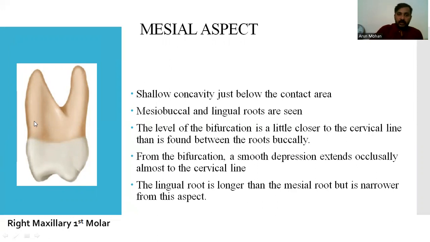Mesiobuccal and lingual roots can be appreciated from the mesial aspect, and the level of bifurcation is a little closer to the cervical line than that found on the buccal. From the bifurcation area, a smooth depression usually extends almost to the cervical line. The lingual root from this aspect is longer than the mesiobuccal root, but is narrow. So the lingual root is longer, but the mesiobuccal root is wider.